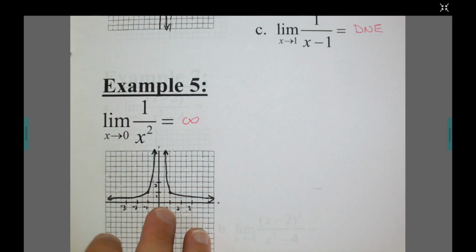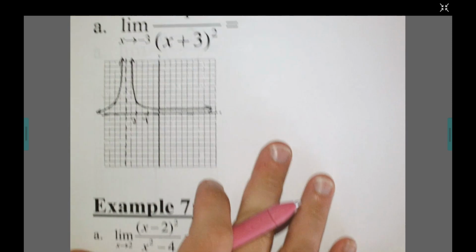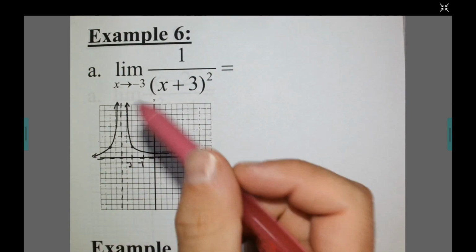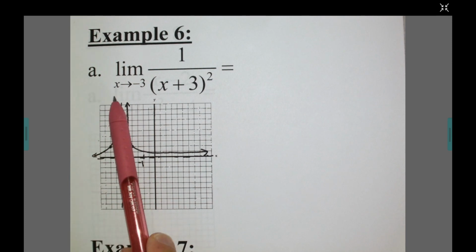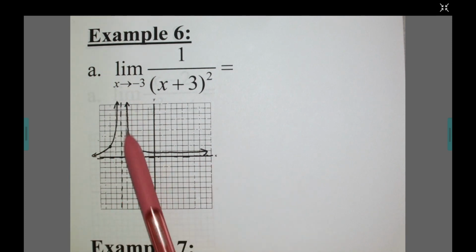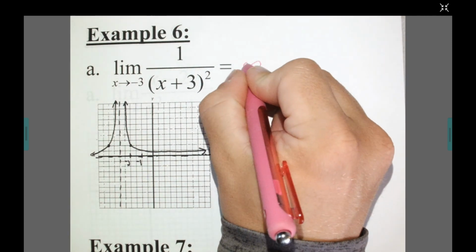And then I lied. We got one more graph that's provided for us. So one more rational function. We look at it as x goes to negative 3. From the left, it's positive infinity. From the right, it's positive infinity. So that would be our answer.